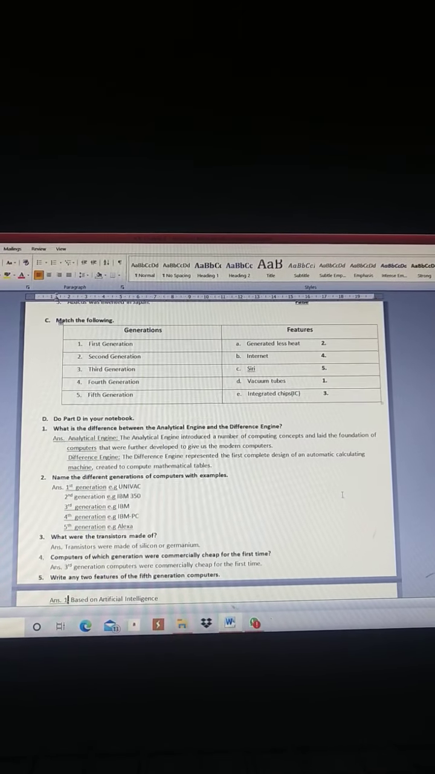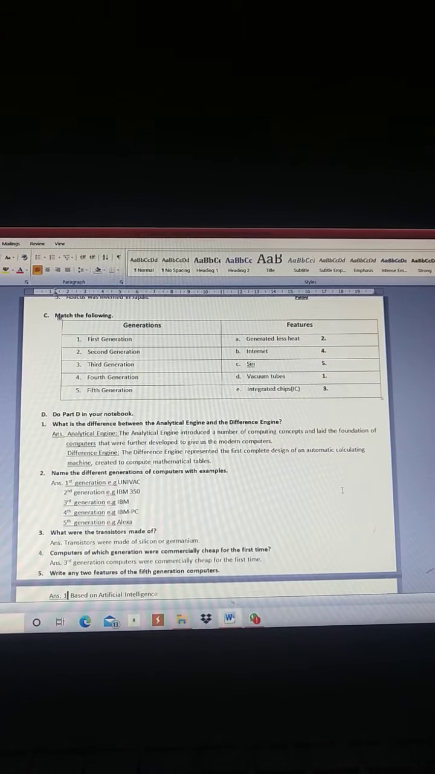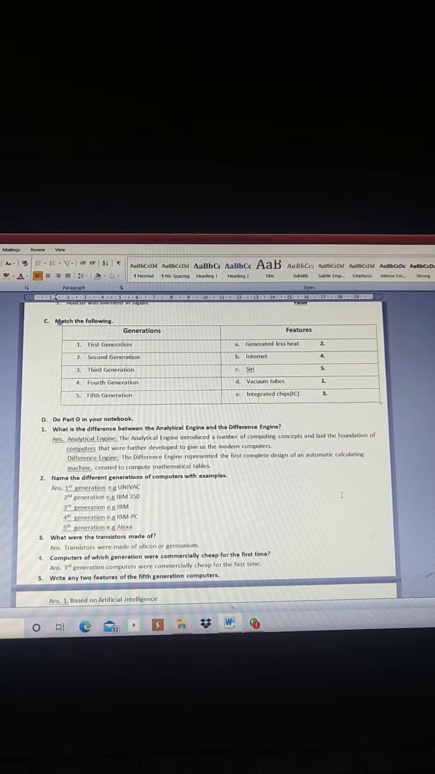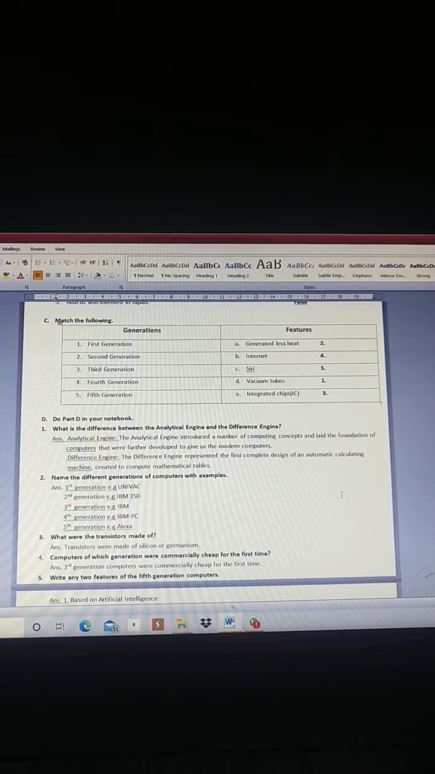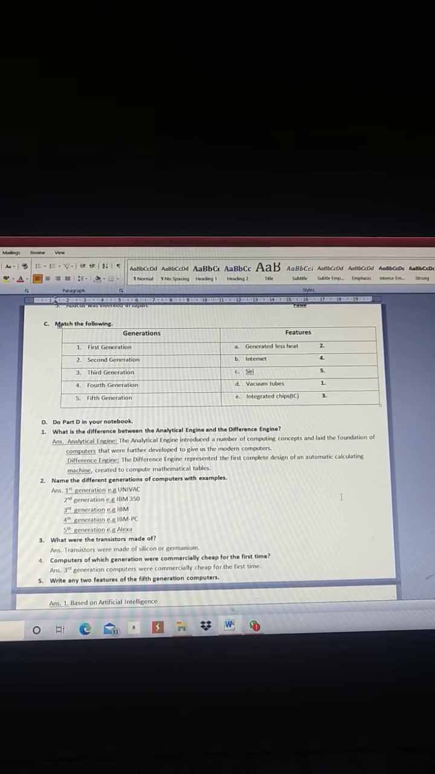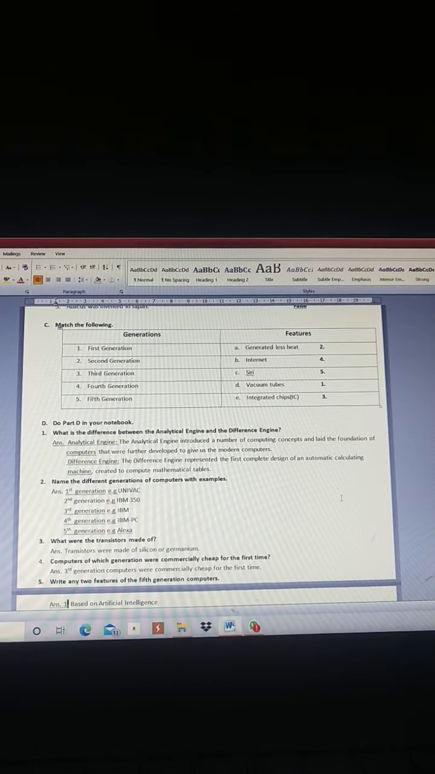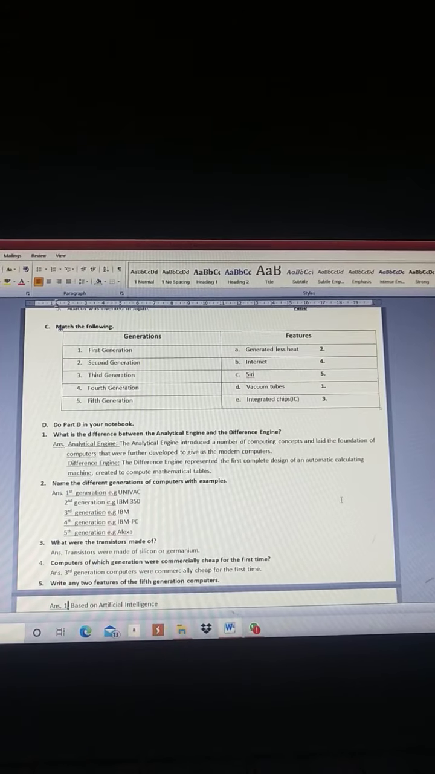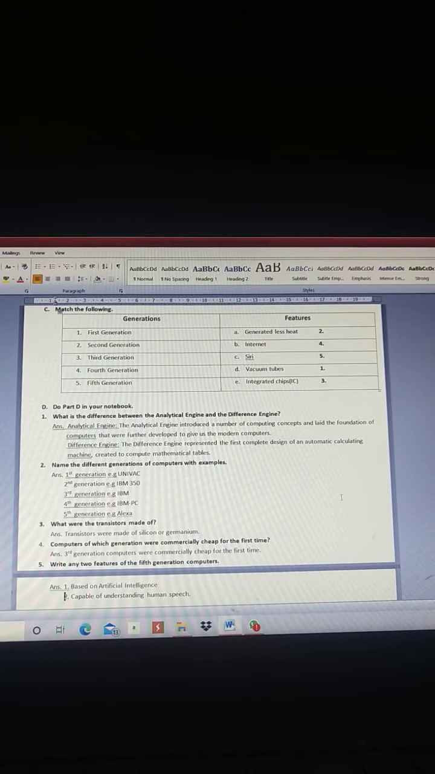Question number 3 is, what were the transistors made of? Transistors were used in second generation computers and these were made of silicon or germanium, right? Question number 4 is, computers of which generation were commercially cheap for the first time? So third generation computers were commercially cheap for the first time.